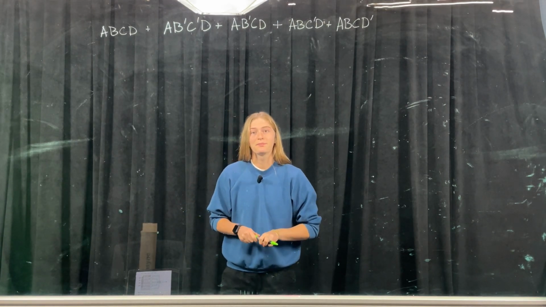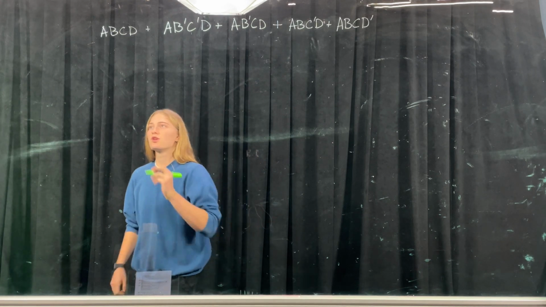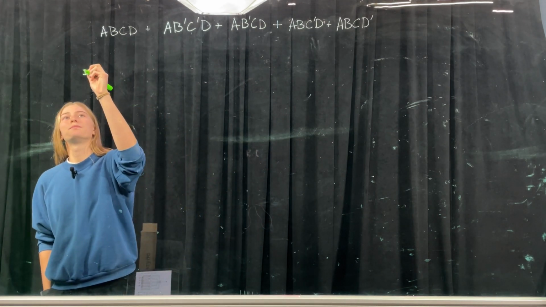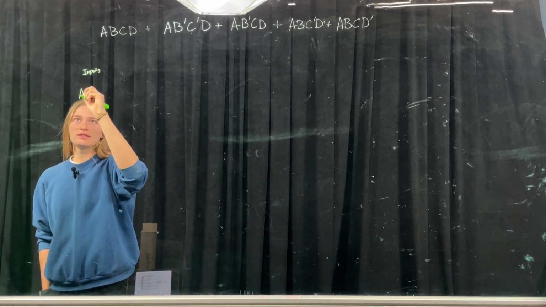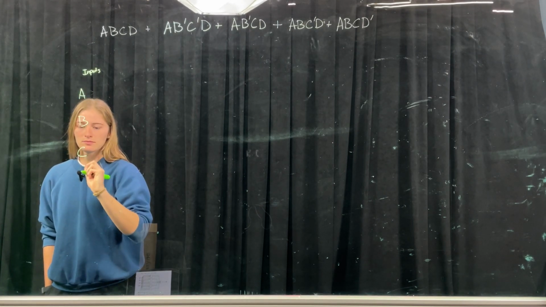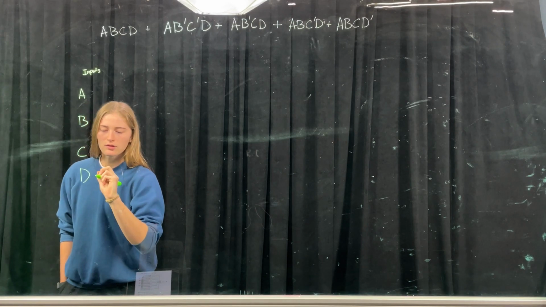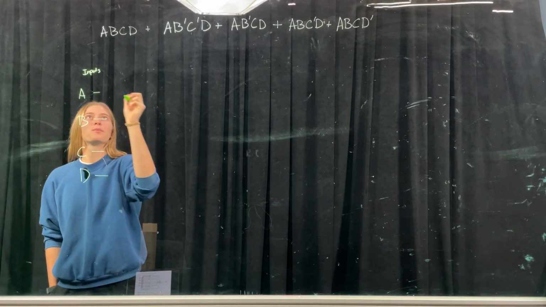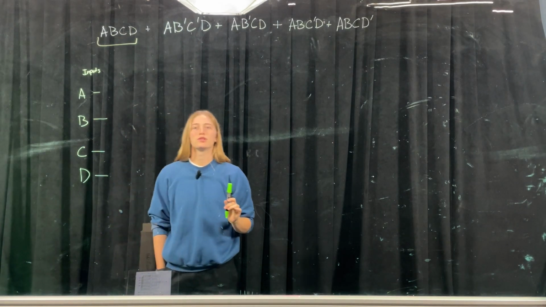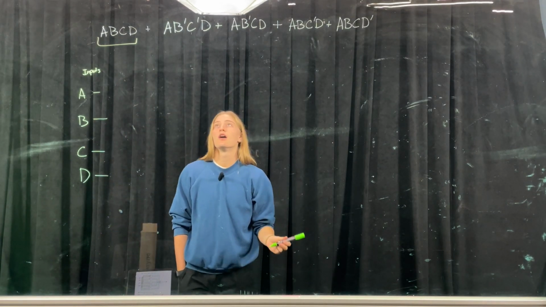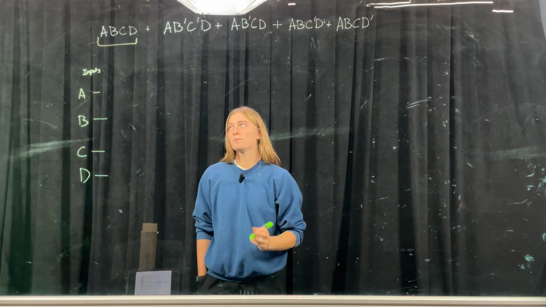So let's get started. We've got four inputs, so we'll start with drawing our inputs over here. Our inputs are A, B, C, and D. And those are going to have just our wires coming out. So we're going to go term by term, and that's going to slowly build our circuit. You can notice that we've got 5 terms in total. This is going to be our first one.